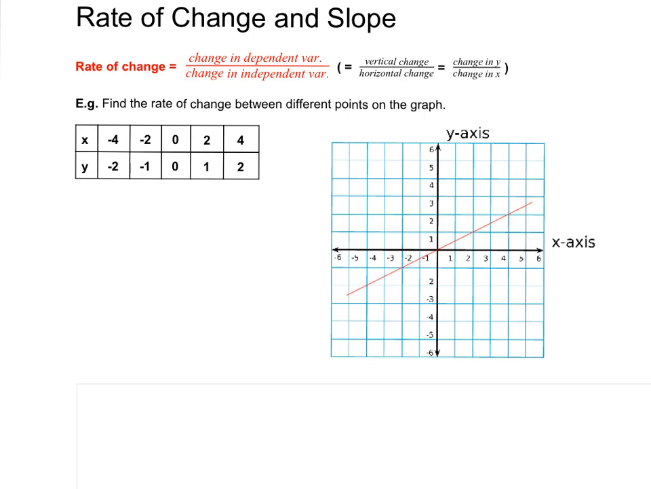Okay, so how do we find the rate of change? It's the change in dependent variable, which is the y change, over the x change. So in order to see a change, we have to start from somewhere and then end up somewhere else. So let's say we examine the change from this point to this point. Okay, so this is where we begin. This is where we end.